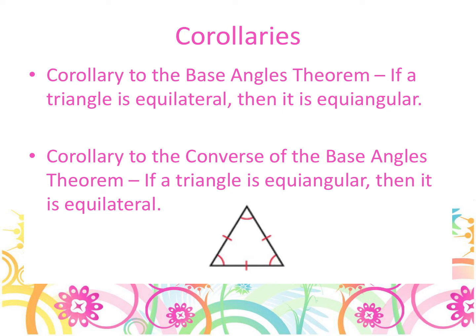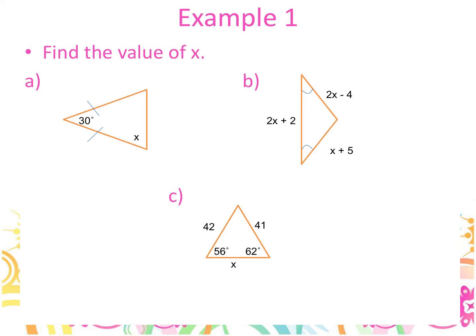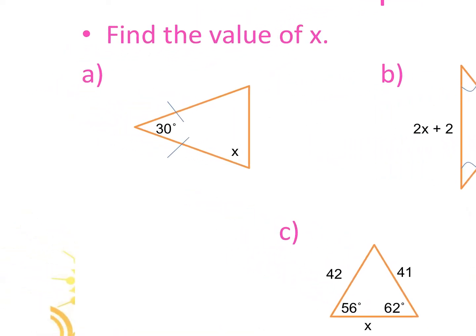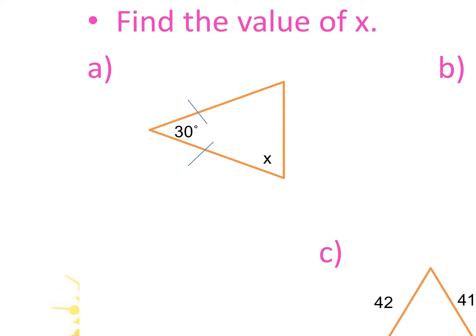Now we're going to do some examples using the information we just covered. Let's do our first three examples here. So for the first picture, in all three pictures, they want us to find the value of x. So let me zoom in here to A. Notice in my picture here, I have some sides that are marked as congruent.